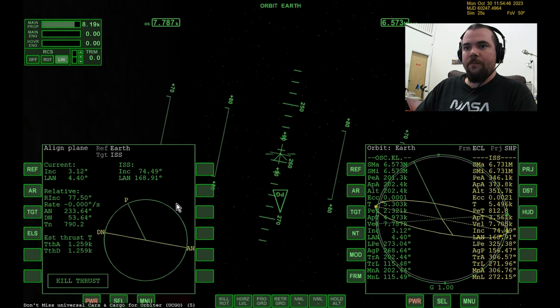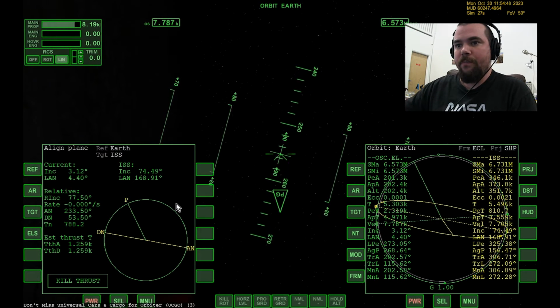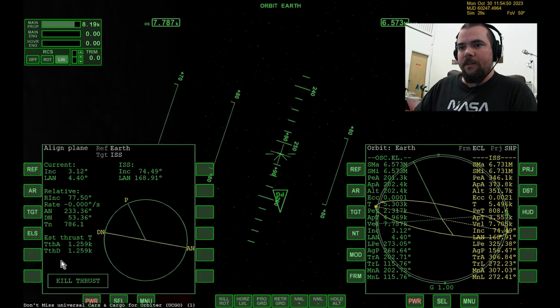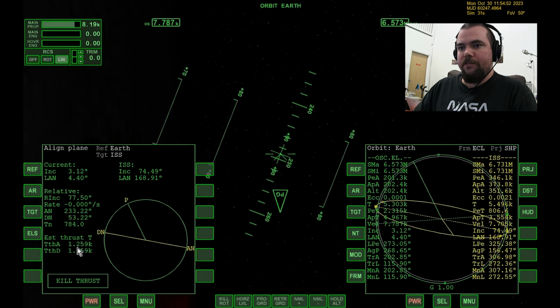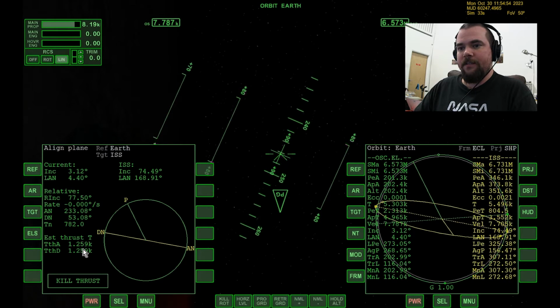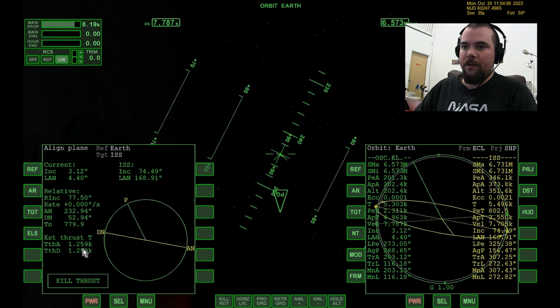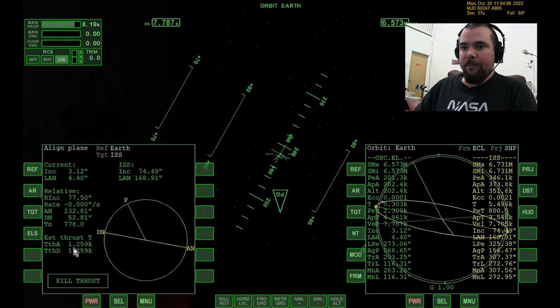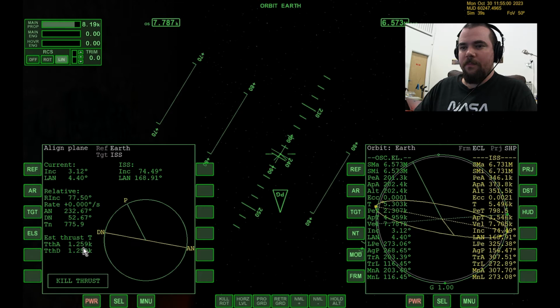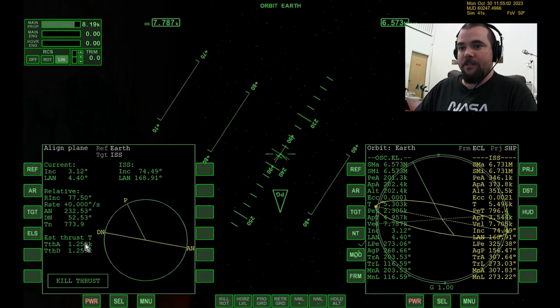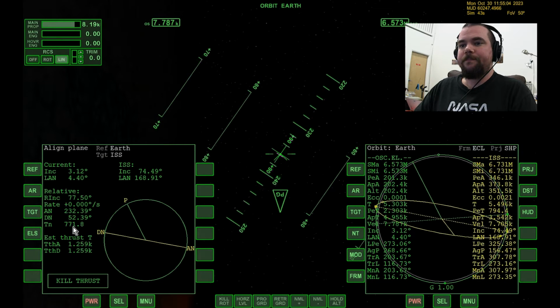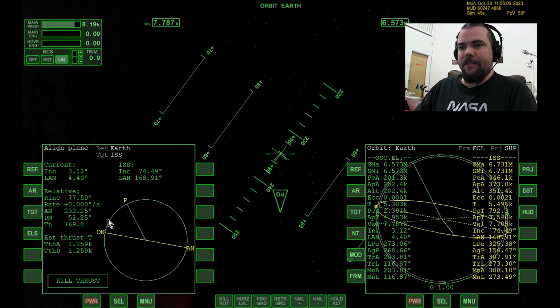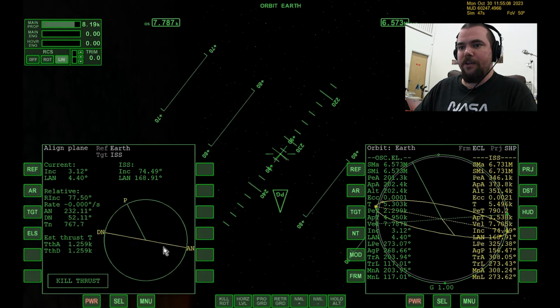Okay, so we're coming up on our burn here. We're approaching our burn. These numbers down here are the amount of thrust it's going to take to do our plane adjustment, our plane alignment. And that's a pretty long burn. That's almost 1,300 seconds. And then this Tn is the countdown until we reach the descending node.